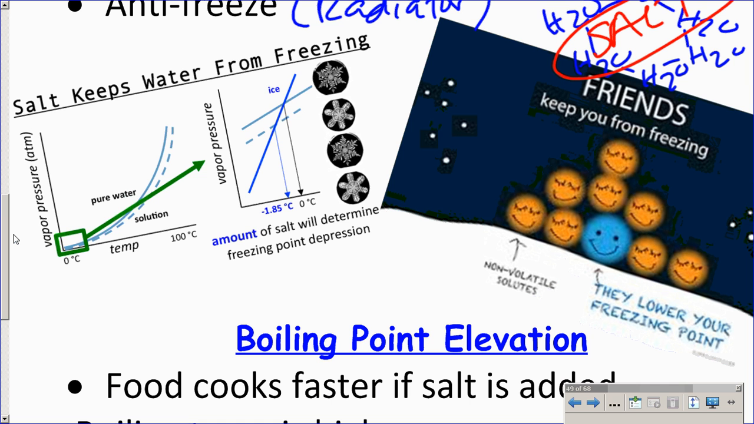And then this is a joke. Friends keep you from freezing. Non-volatile solutes keep the water from freezing.